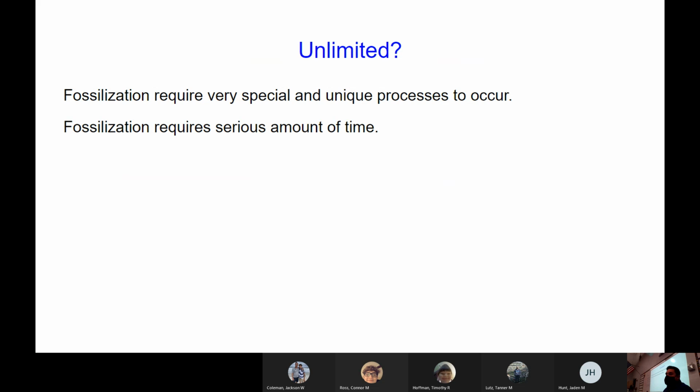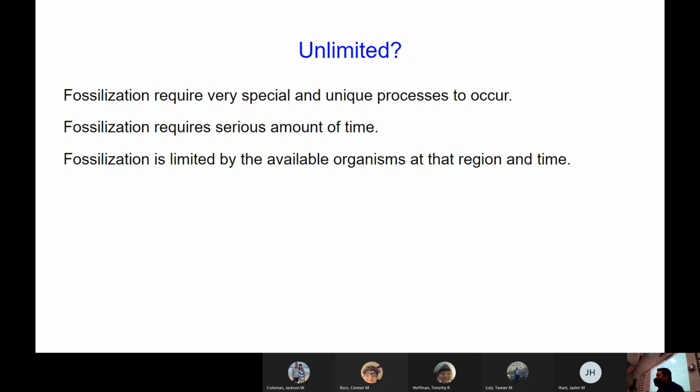Fossilization also requires a certain amount of time. I can't make a fossil tomorrow. Okay, I mean, it takes a lot of time to do this. Okay, and also, fossilization is limited. Do you have living things to fossilize? Is there anything there that you can make the energy from?